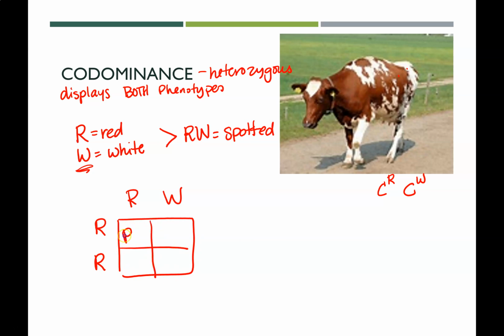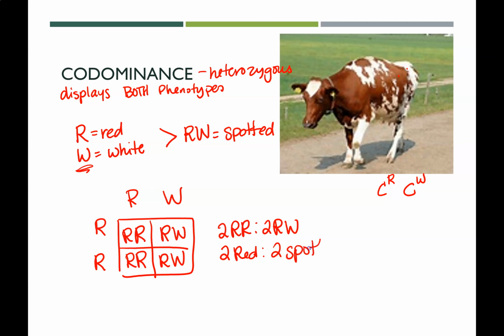So we cross spotted with red, we get red, red, or spotted. So we get 2 homozygous to 2 heterozygous, or 2 red to 2 spotted.